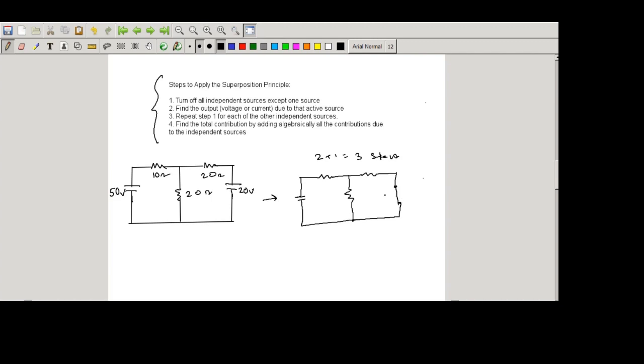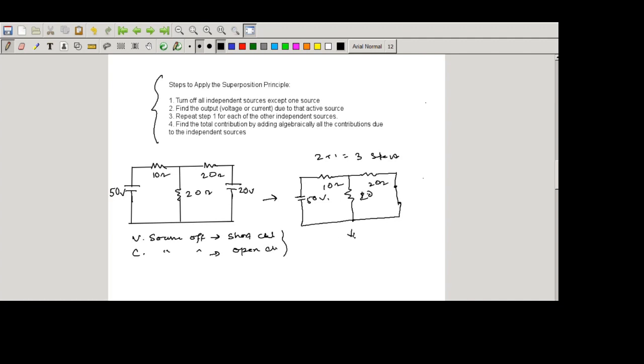Now we have turned off the 20 volt source. Now the circuit looks like this, and the 15 volt and 50 volt sources remain as they are. Now you have to remember, whenever we turn off a voltage source, the circuit acts as a short circuit. If we turn off a current source, the circuit acts as an open circuit. So here we turned off the 20 volt voltage source, so that branch acts as a short circuit.